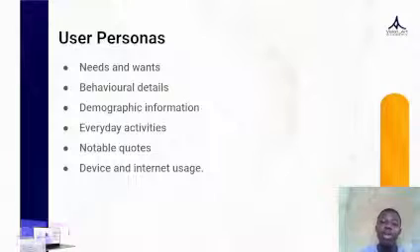Then we also have needs and wants, what they need and what they want, their behavioral details, and demographic information, like their names and their occupation. And you can just have a quote about them. So everyday activities, notable quotes, like I said, just a quote about them, and device and internet usage, that's also part of it.